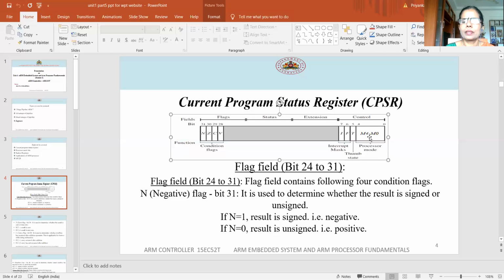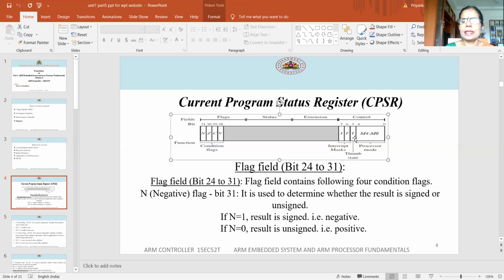M0 to M4. 0 to 4 means how many bits? 0, 1, 2, 3, 4. So total 5 bits. So the bits from M0 to M4 are referred to as processor mode bits. Bit 5 in the CPSR register is the T bit. So it gives the thumb state.